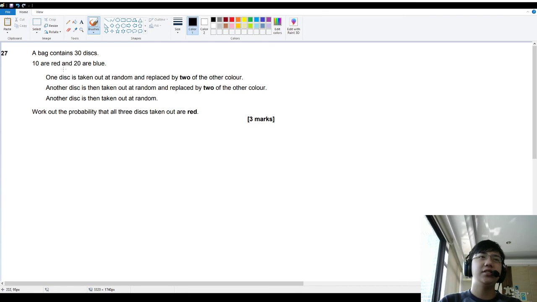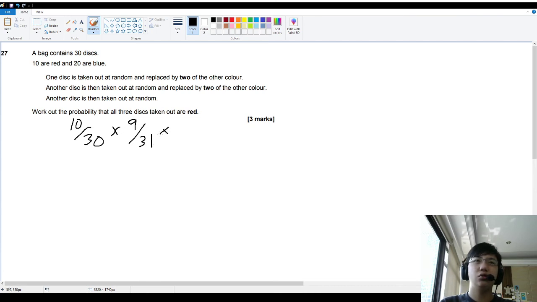So for the first disc, the probability is 10 over 30 since there are 10 red discs and a total of 30 discs. And we need to multiply this by the probability of the second disc being red. So after the red disc is removed, we have 9 red discs left and 29 discs in total. But two discs of the other color are replaced into this bag, so we have 29 plus 2, or 31 discs in the next draw.